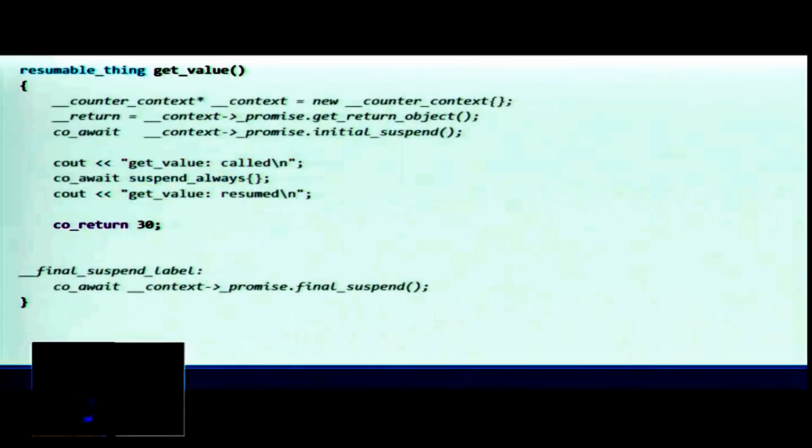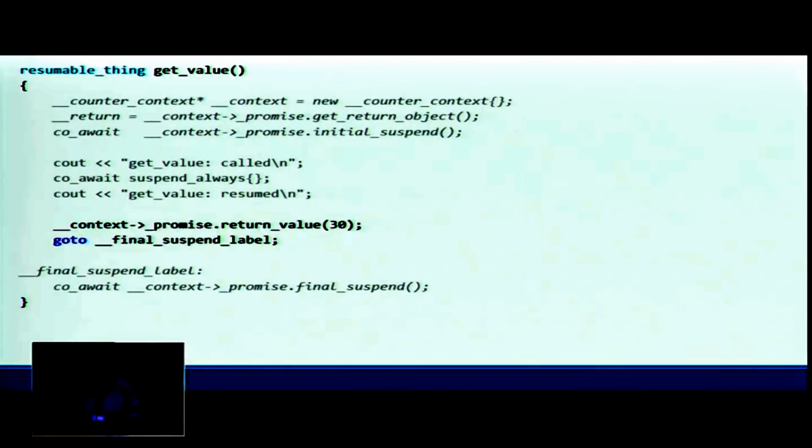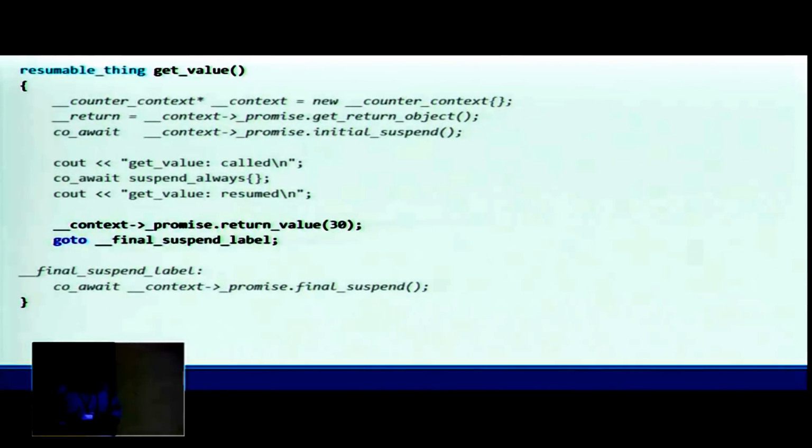So what does that co-return do? Well, the compiler just takes that and transforms it into a call to that return value function. So it's going to get the promise from the context, call return value, and then it's going to go to the final suspend label. Now in this example, the final suspend label is the next thing, so that goto doesn't actually do anything, but you can have co-return statements anywhere inside of the coroutine, just like you can have return statements anywhere inside of a function.